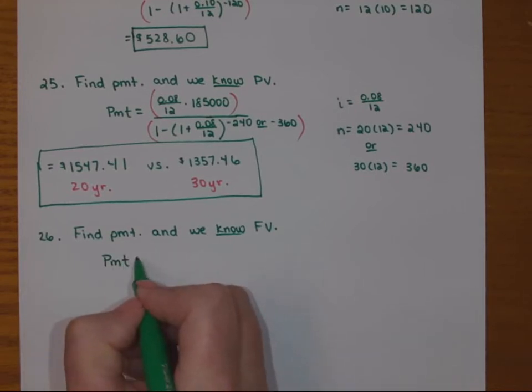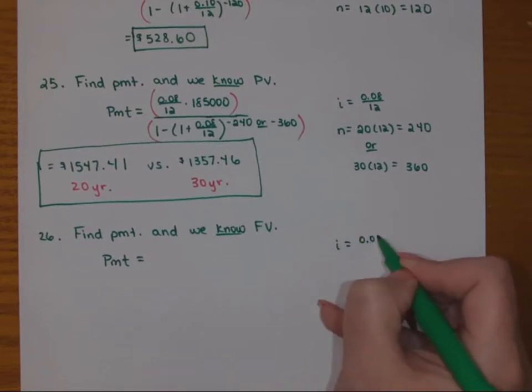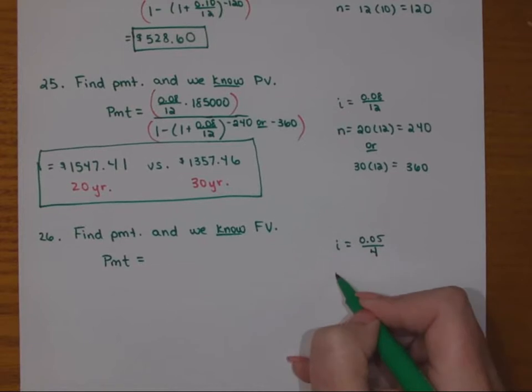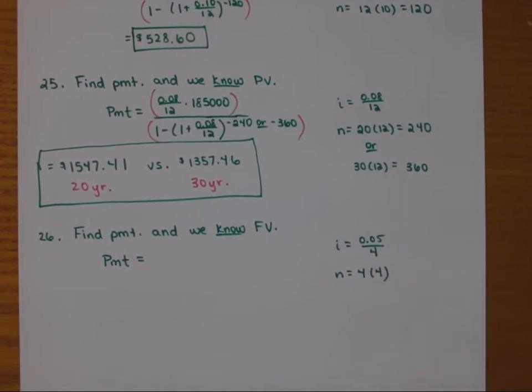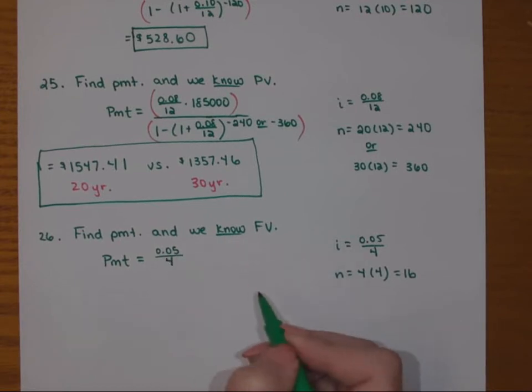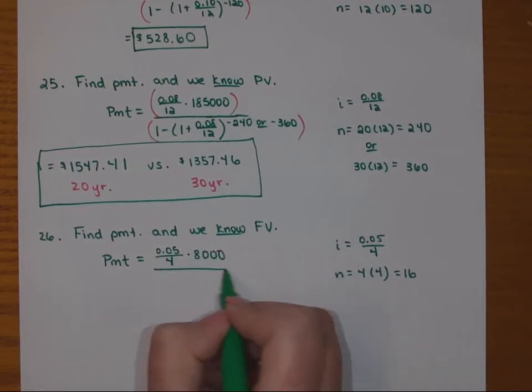So it will be that payment equals, so we'll do the interest rate off to the side again, so 0.05 compounded quarterly. So for N, we're going to have 4 times 4, right? 4 because it's quarterly, 4 because it's 4 years. And so this will be 16. So the payment will look like 0.05 over 4 times the future value she wants for her Hawaiian vacation, right, which is 8,000.